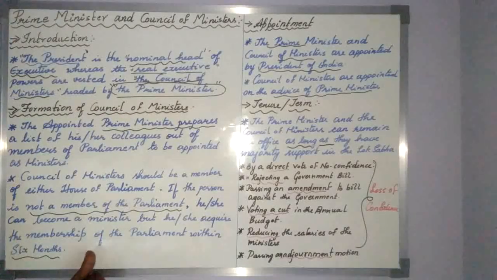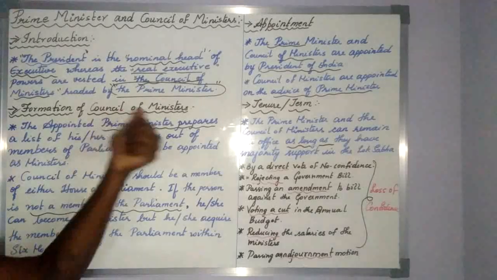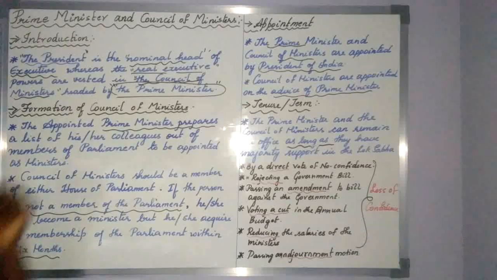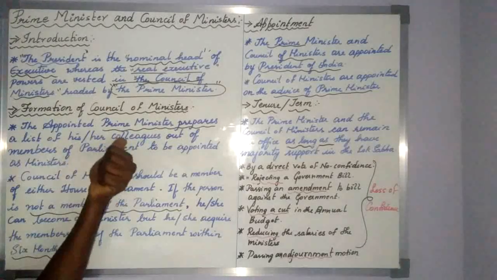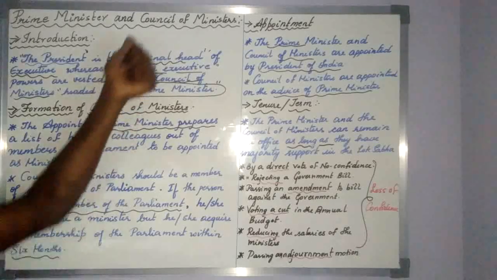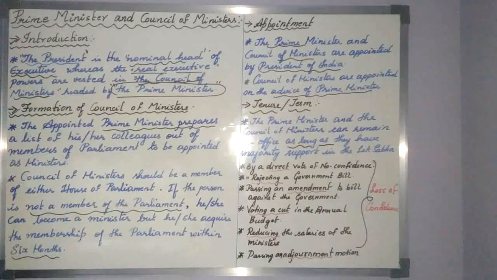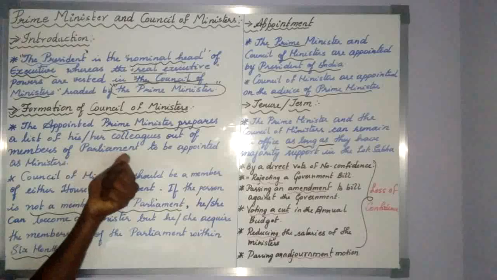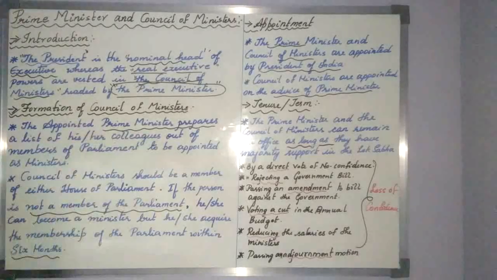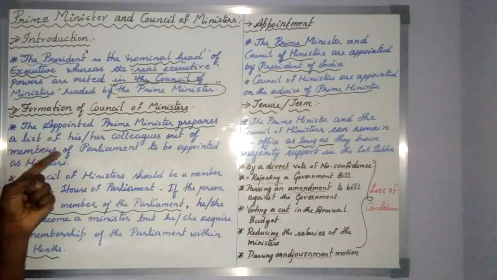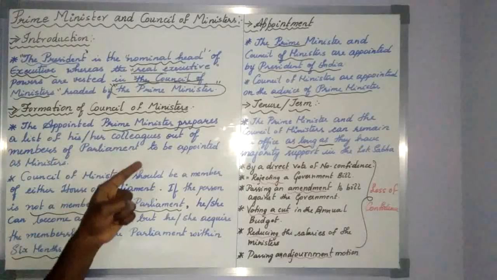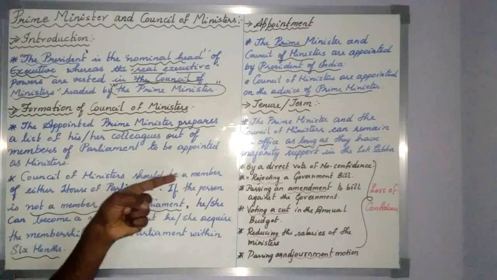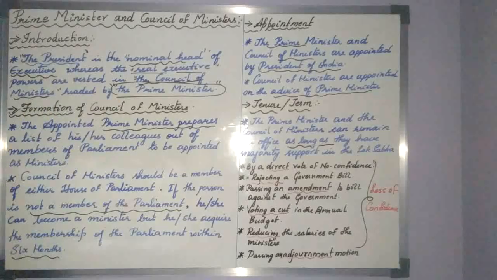Once the formation of government is made and the Prime Minister is appointed, the Prime Minister prepares the list of his or her colleagues. His or her colleagues are nothing but the Council of Ministers, chosen out of the members of Parliament to be appointed as ministers. Once the Prime Minister makes his or her team, they are appointed by the President.